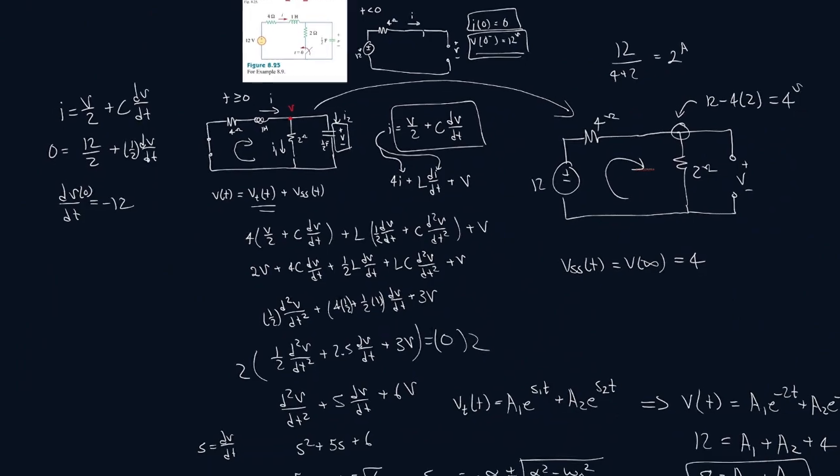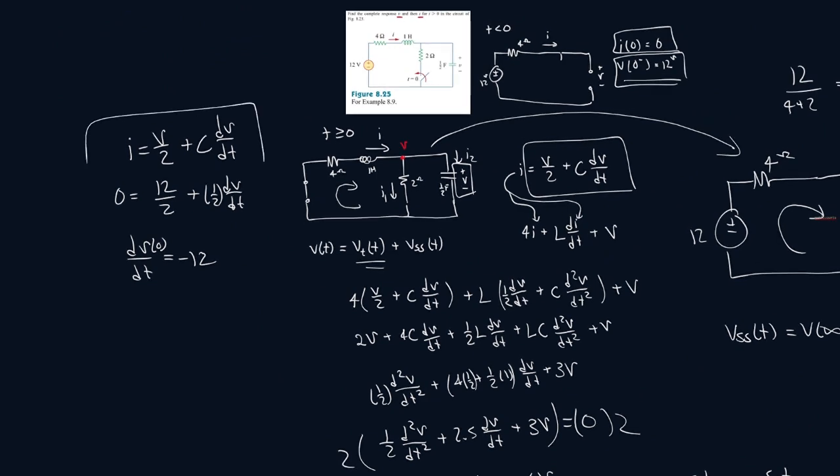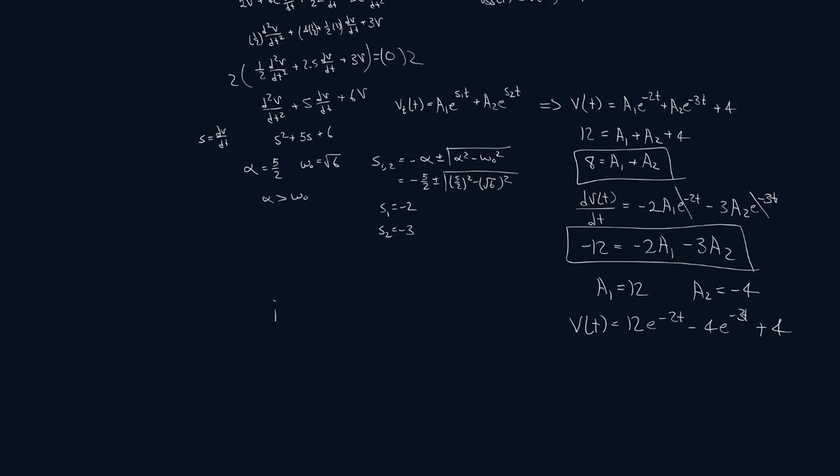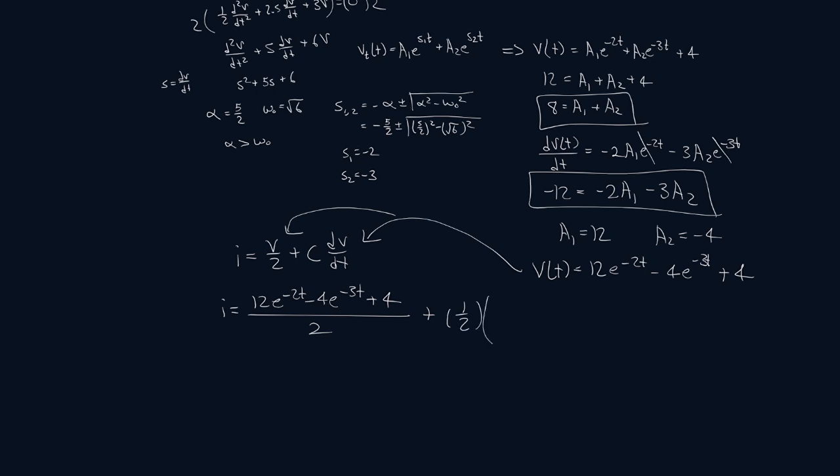So that's the first bit down. Now I have to solve for I. So to solve for I, it's actually pretty easy. So let's bring back this formula. I is equal to v over 2 plus c dv over dt. So we just plug in v into these. So it's going to be 12e^(-2t) minus 4e^(-3t) plus 4, all over 2, plus c, which is 1 over 2 farads, times the derivative of all of this. So it will be minus 24e^(-2t) plus 12e^(-3t) plus 0.